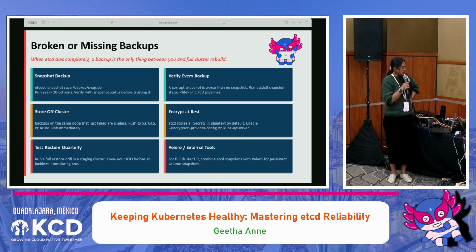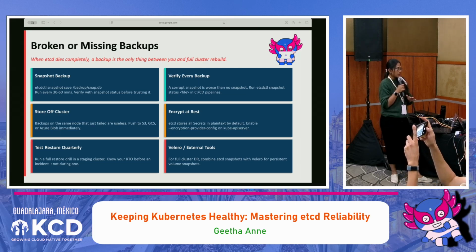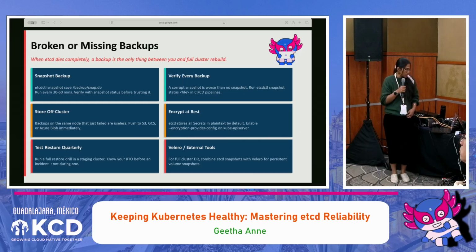Now the other one is you also want to make sure you take snapshots. When you run the HCD CTL snapshot save, this is simple and fast. You can just take point-in-time snapshots for the entire database. You should be running this every 30 to 60 minutes and then move those snapshots to another object storage like S3 and GCS. You should have at least a 30-minute RPO, because you sometimes cannot even afford losing 30 minutes worth of cluster state when failure happens.